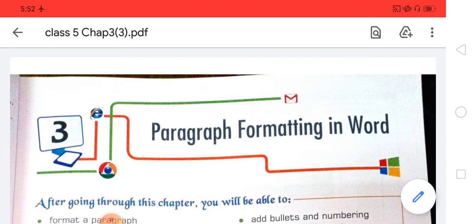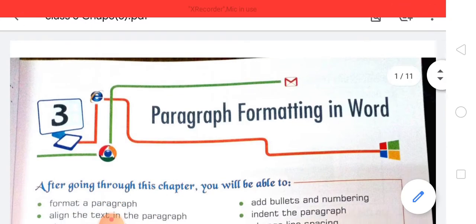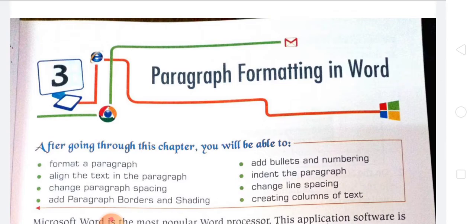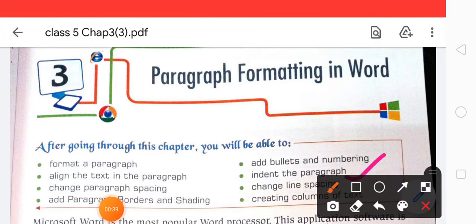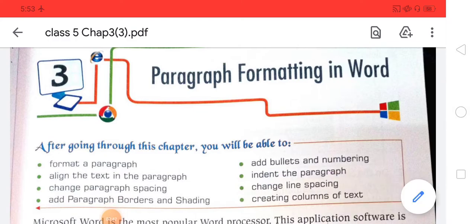I am Miss Sipra and today I am going to discuss a chapter of class 5, chapter number 3, that is paragraph formatting in Word. So today we see how to format a paragraph in MS Word and how to align the text in the paragraph, then how to change paragraph spacing, then how to add paragraph borders and shading. Then after that, add bullets and numbering, indent the paragraph, change line spacing, and create columns of text.